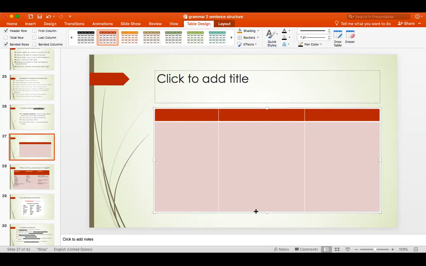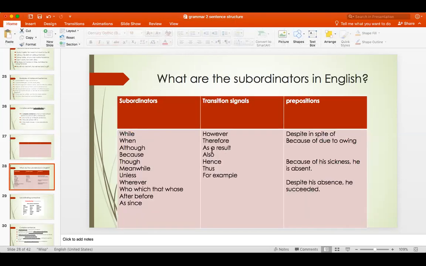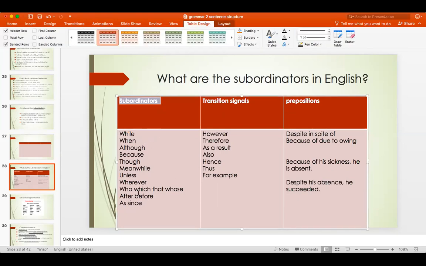I hope you pause the video and try to guess. I created three columns here because students always make a huge mistake. If you fix this mistake, your English is going to improve tremendously. Look at this table I had prepared earlier. These are the subordinators. There are probably 100 of them in English. It's easy to memorize the coordinators because they're just FANBOYS, basically, and the semicolon.